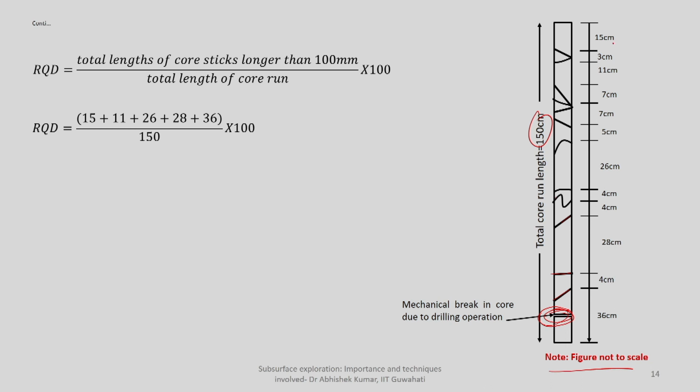You can see here there is 15 centimeter, then 11 centimeter, then 26, 28 and 36 centimeter. So all those are the cores which are greater than 10 centimeter length individually. You sum it up, then divide it with the total length of the core, that is 150 centimeter. That will give you the value of RQD. It says 77.33% is your RQD of the rock sample.